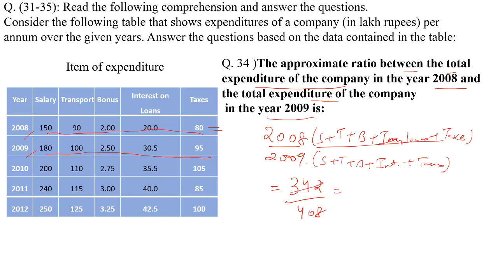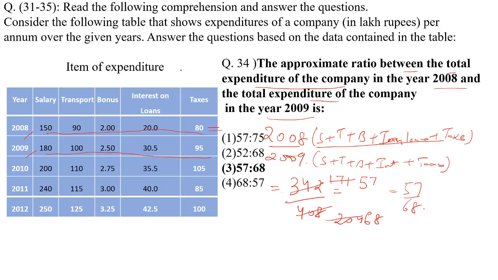When we solve it first by 2, it will be 171, and here 204. You will solve it by 3 again. It will be 57 upon 68. So the ratio is 57 upon 68. Let's check the options. Option number 3 is correct, right?